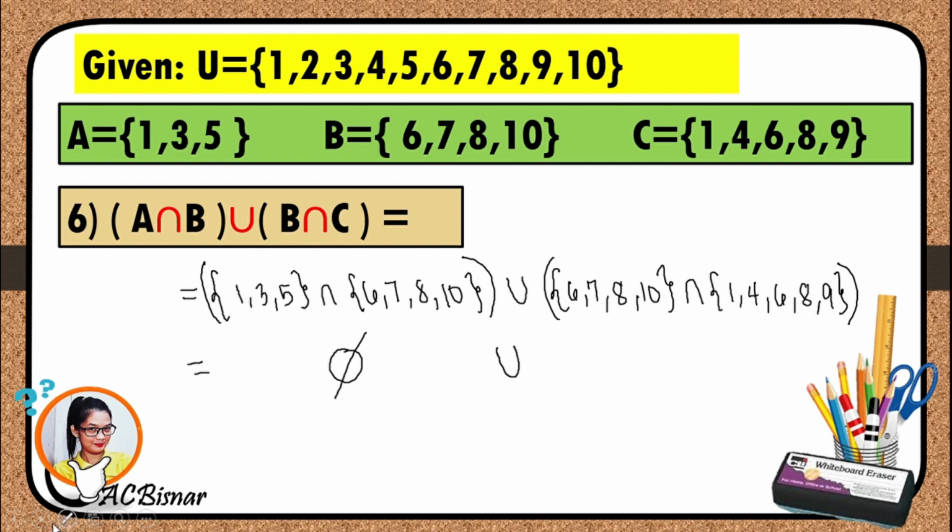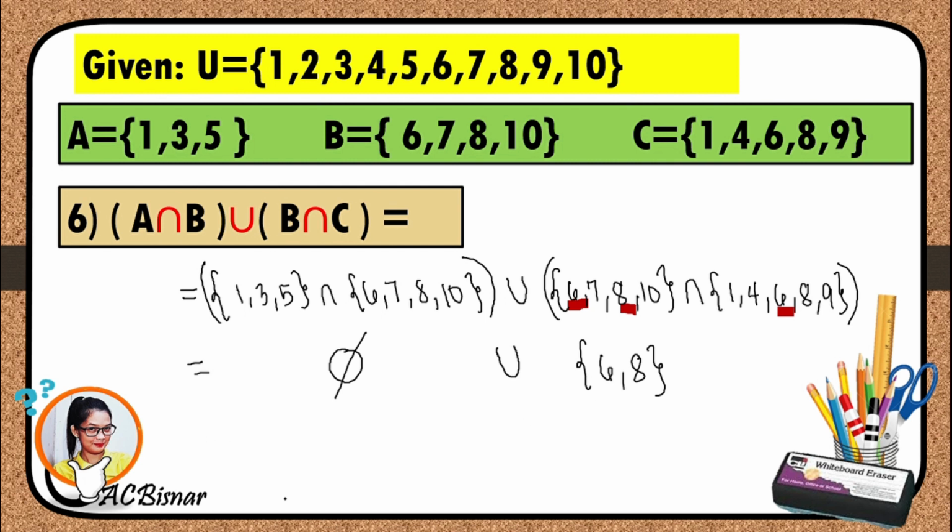Now, let's take a look if there are common elements. So, do we have 6? We have 6. We have 7? There's no 7. We have 8. Okay, so as you observe, there are 2 common elements. Now, we're going to write those 2 common elements, which are 6 and 8. Now, are we done with our answer?